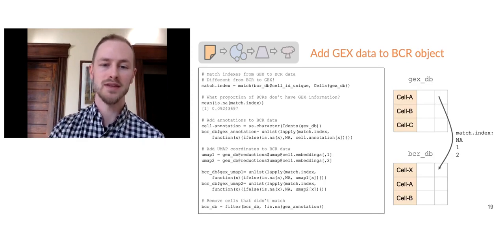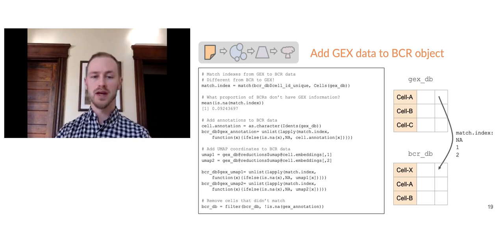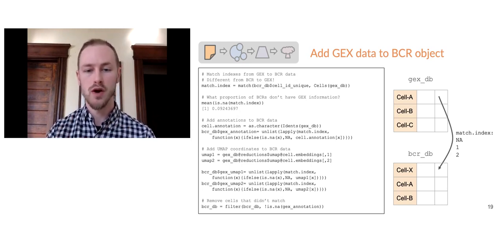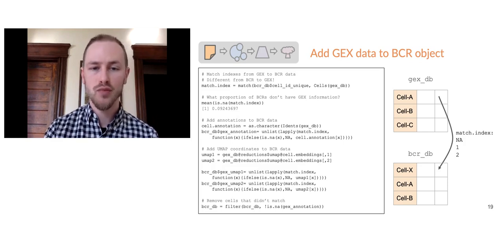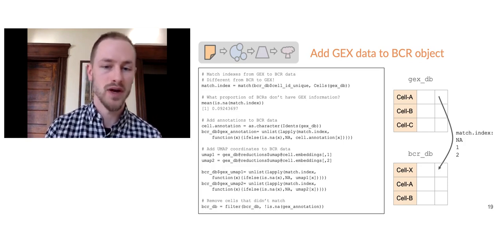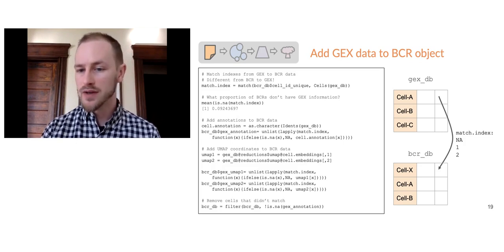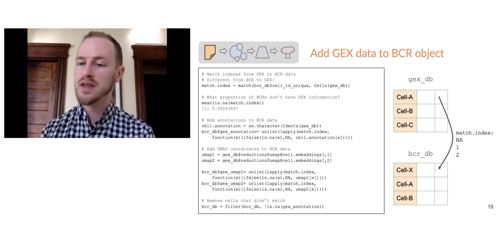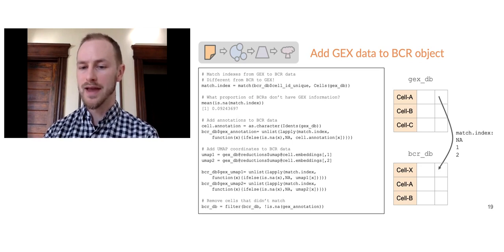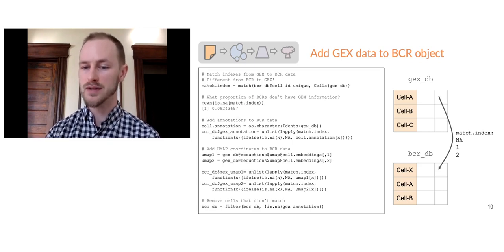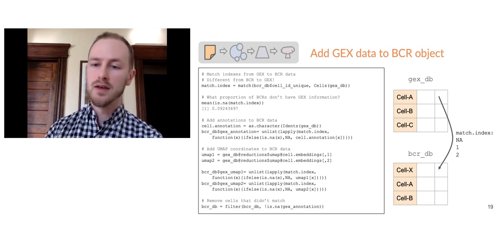The other way of combining these information sources, and for us a much more useful way, is to add gene expression information to our BCR object. It's very much the same process, but the match index goes in the other way. So if we go back to our same example and we're now matching from the BCR database to the gene expression database, the index is going to be first NA, because cell X is not found in our gene expression database, then 1, because cell A is in the first index in our gene expression database, and then 2, because cell B in our BCR database is found in the second row of our gene expression database.